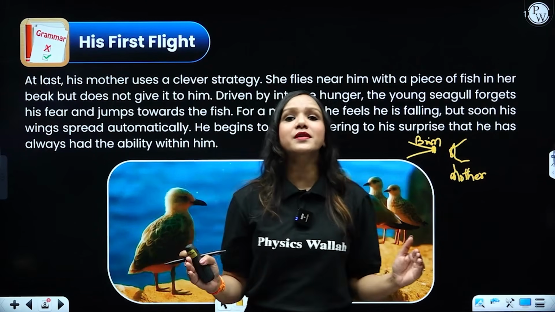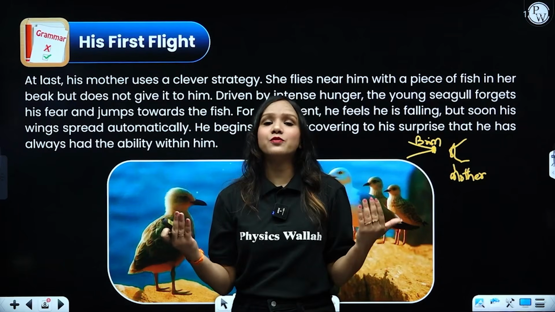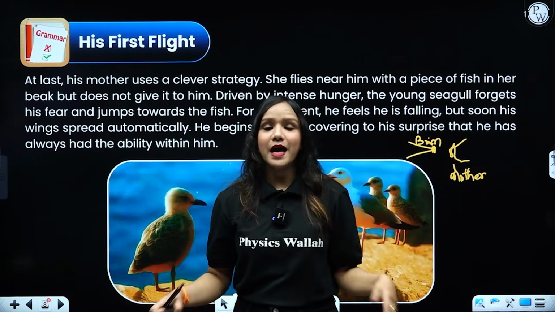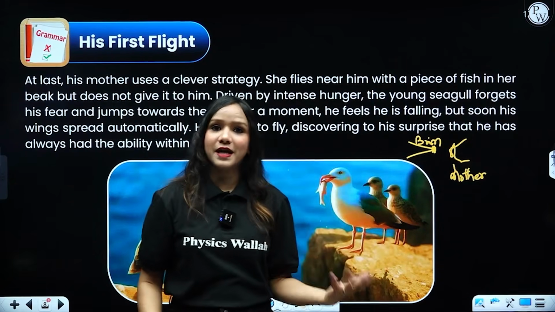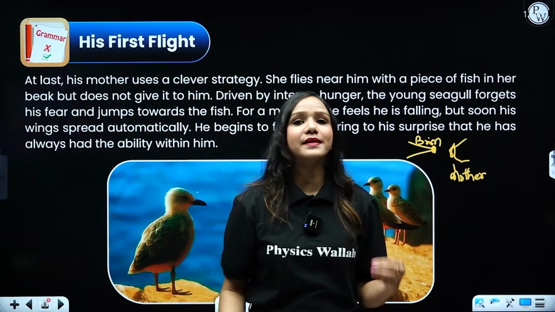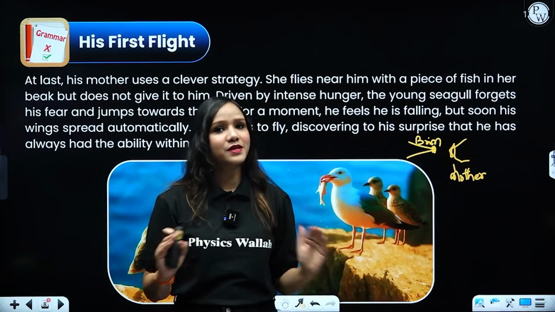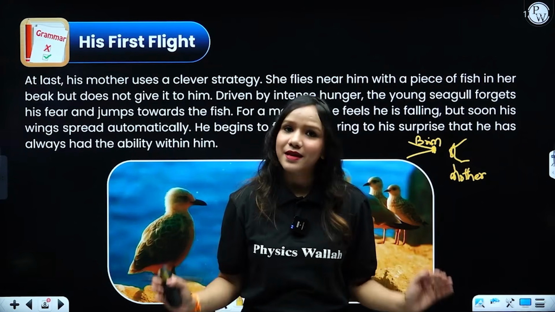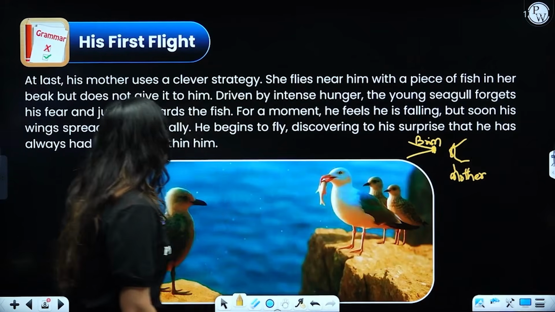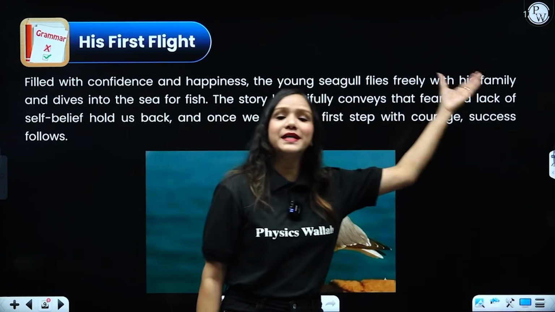But what happened? In the next few seconds, he felt as if his heart would stop beating and he would die. And there was a vast stretch of sea below him. So he thought he's now going to die. But that terror-stricken moment lasted only for a minute and everything went normal afterwards. And this is how he took his successful flight. All right. So now what happens? Filled with confidence and happiness, the young seagull flies freely with his family.